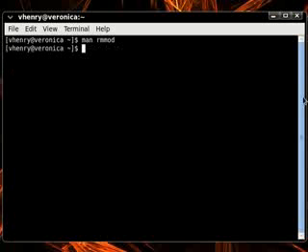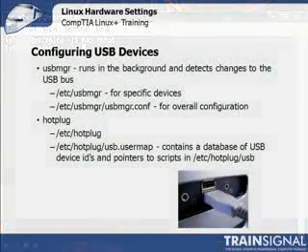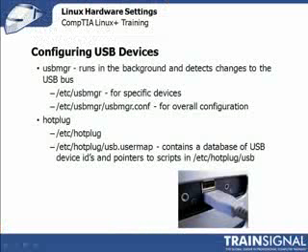Now, let's go back and take a look at configuring USB devices. USB drives splashed onto the scene, and within a few years, thanks to higher data transfer speeds and device portability, have usurped serial and parallel ports as the most common external interface. Two utilities help manage USB, or what's known as hot plug devices: USB Manager and Hot Plug. USB Manager runs in the background like a daemon and detects changes to the USB bus, loading or unloading kernel modules for the device.